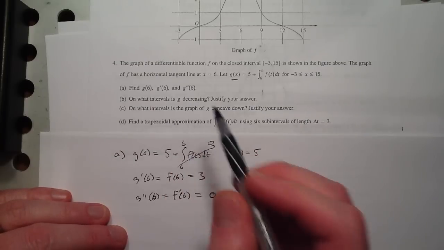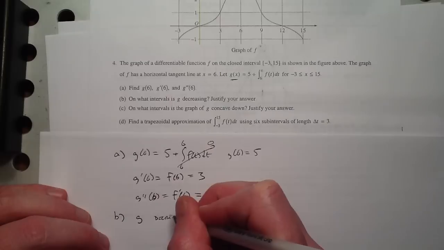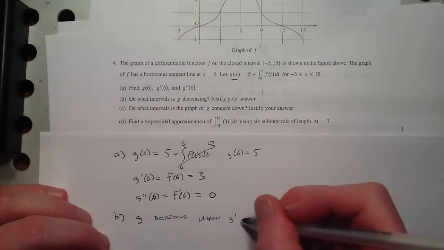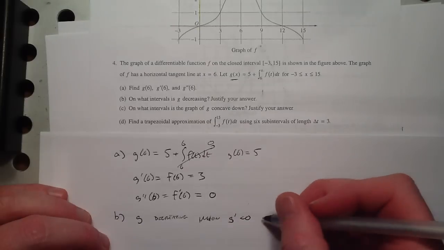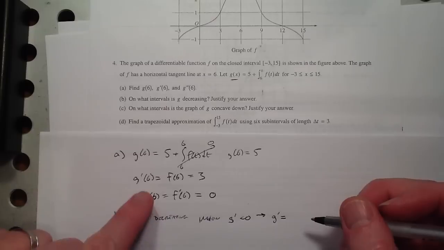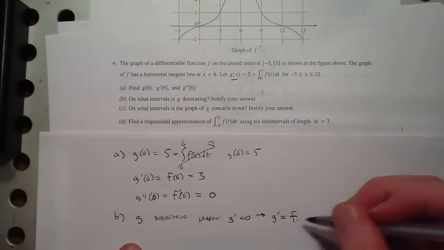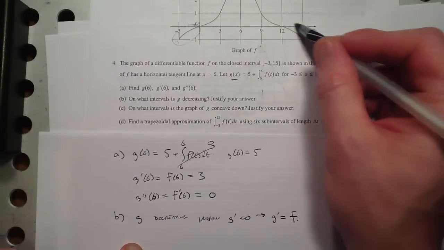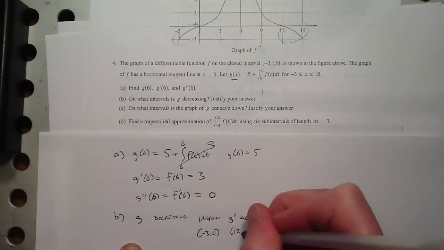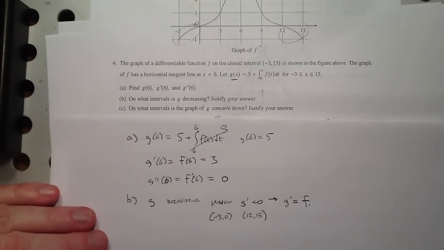Okay, on what intervals is g decreasing? So g is decreasing when g prime is less than 0. And g prime, the derivative of the g function, is the f function, right? So where is the f function less than 0? Here and here. So from negative 3 to 0 and from 12 to 15. Right?